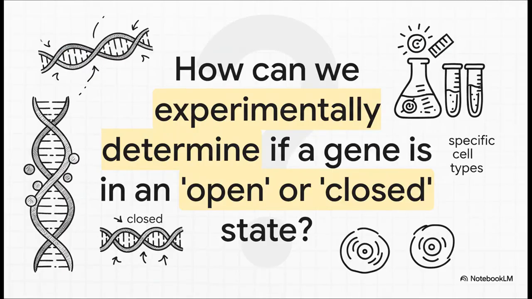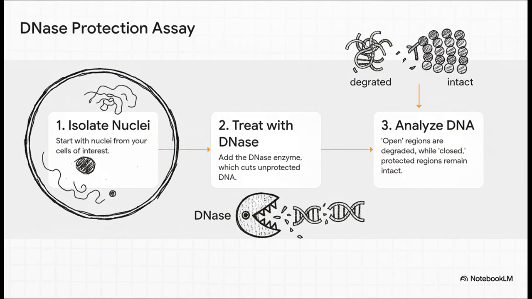Okay, so that all sounds pretty good in theory. But this is science, right? We have to be able to prove it. How can we actually look inside a cell and see if a gene is in an open or closed state? Turns out, there's a really clever experiment that lets us do exactly that. It's called the DNase protection assay, and the logic behind it is actually pretty simple.